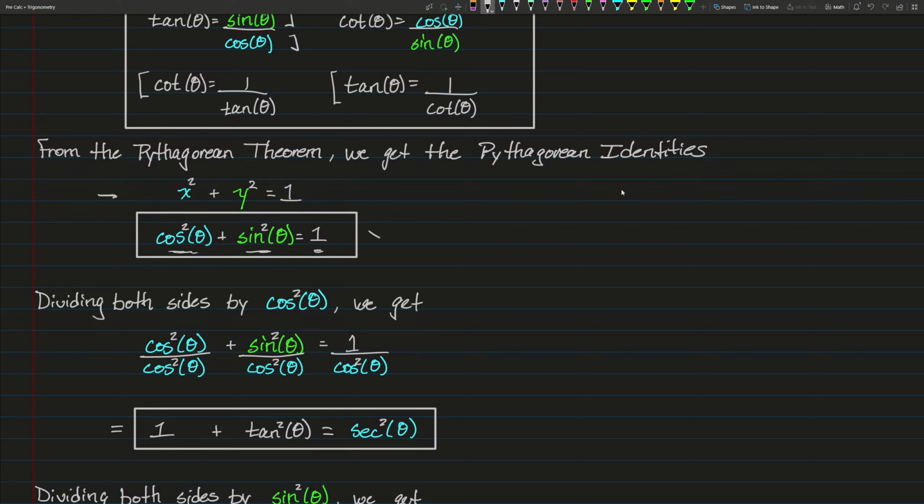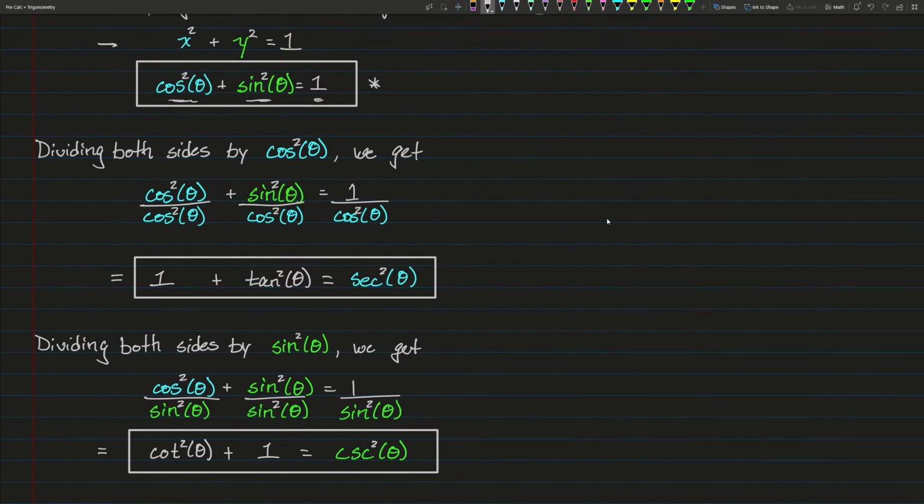Okay, so if we divide both sides by cosine squared, we get this. And then if you simplify all of that, cosine squared divided by cosine squared is just 1. Sine squared divided by cosine squared is the same thing as tangent squared. And then 1 over cosine squared is just secant squared. Okay, so that's the second identity. And all we're doing for this identity is dividing everything by cosine squared.